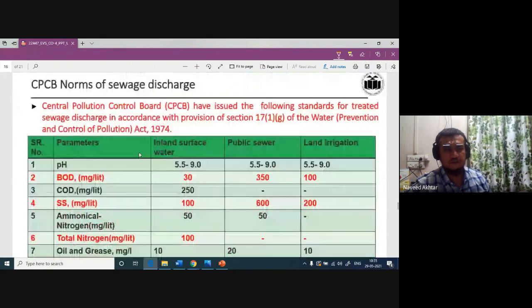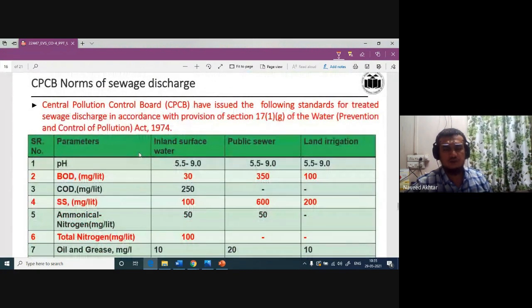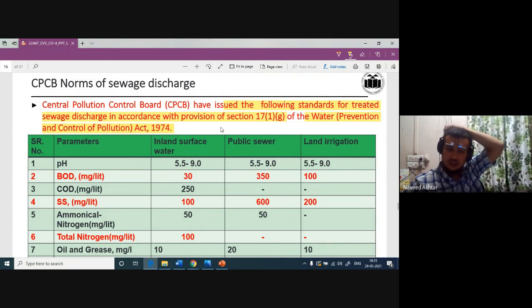Now there are some norms to discharge the effluent into the water bodies. The Central Pollution Control Board, that is CPCB, has issued the following standards for the treated sewage discharge, in accordance with the provisions of Section 17(1) of the Water Prevention and Control of Pollution Act, 1974.